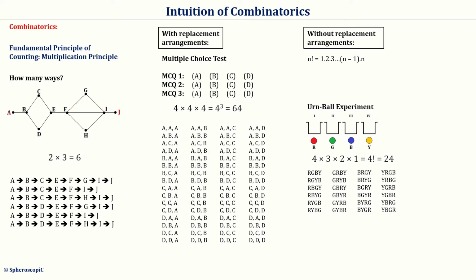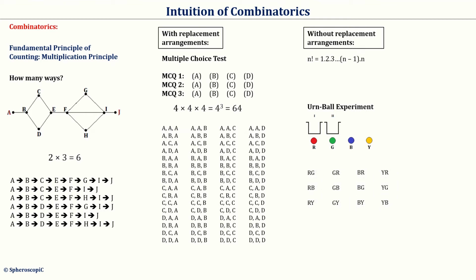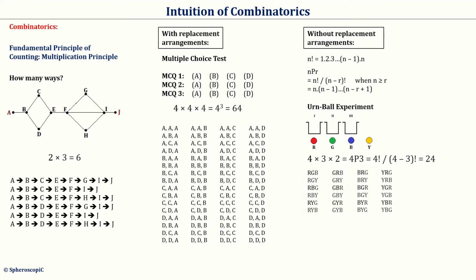Here, instead of 4 urns, if we have two urns in which 2 out of 4 balls can occupy, we can have these 12 ways to arrange 2 of these 4 colors in 2 urns, which actually equals 4P2. P stands for permutations. If we want to put 3 out of these 4 balls in 3 urns, we can have 24 ways of arrangements again. These are the possible arrangements in this case.